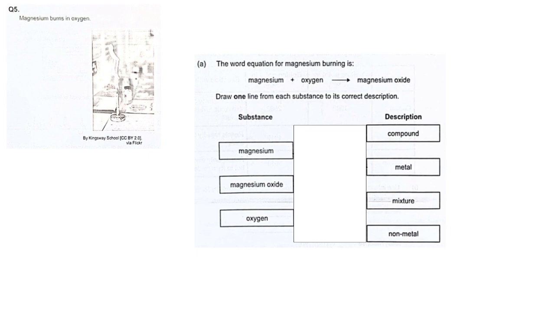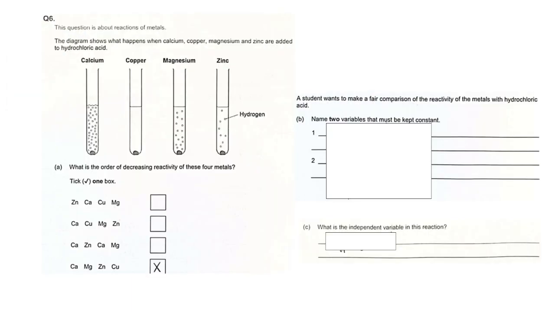Oxygen is an element and it's a non-metal element. Okay. A mixture is two or more substances not chemically bonded together. You need to know this definition by heart. Next one. The question is about the reaction of metals.